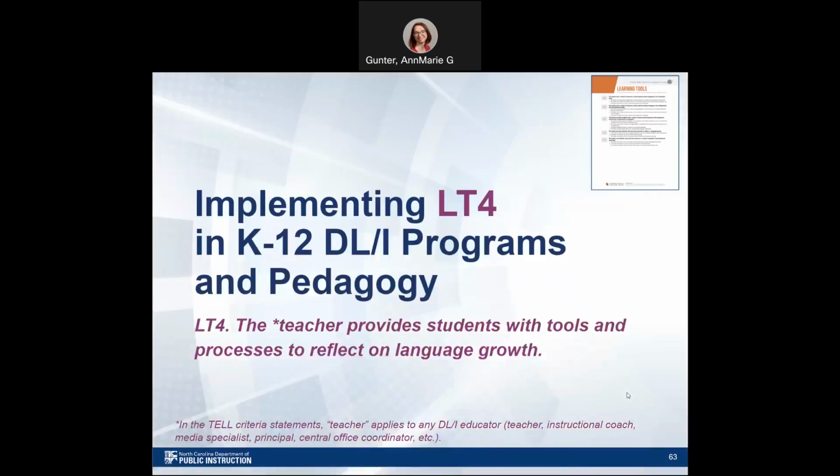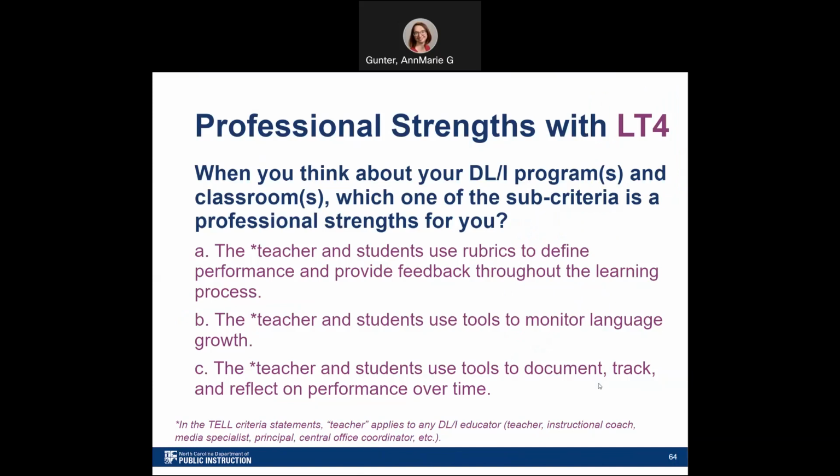All right, so let's think about implementing LT4 in K-12 DLI programs and in our pedagogy in the classrooms and programs that we encourage teachers to use. Just like before, I want you to think about your DLI programs and your classrooms, and then choose one of the sub-criteria that's a professional strength for you. Since we only have 3 sub-criteria this time, we're asking you to pick just one that you feel is a professional strength for you.